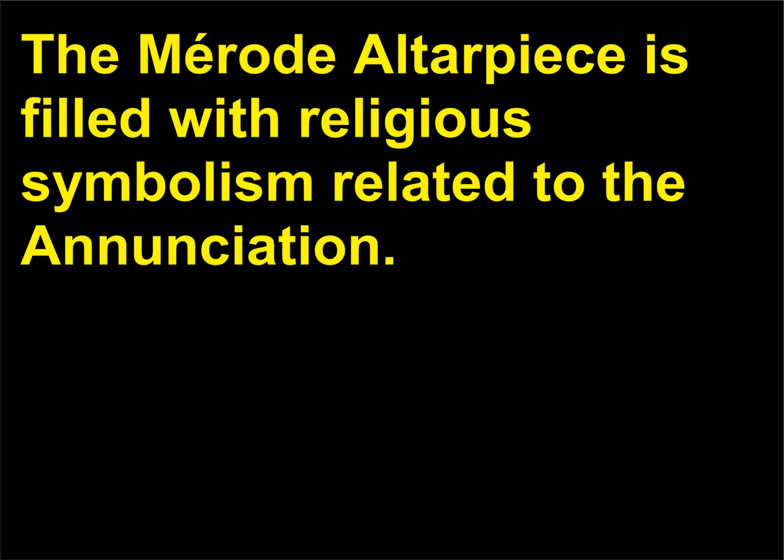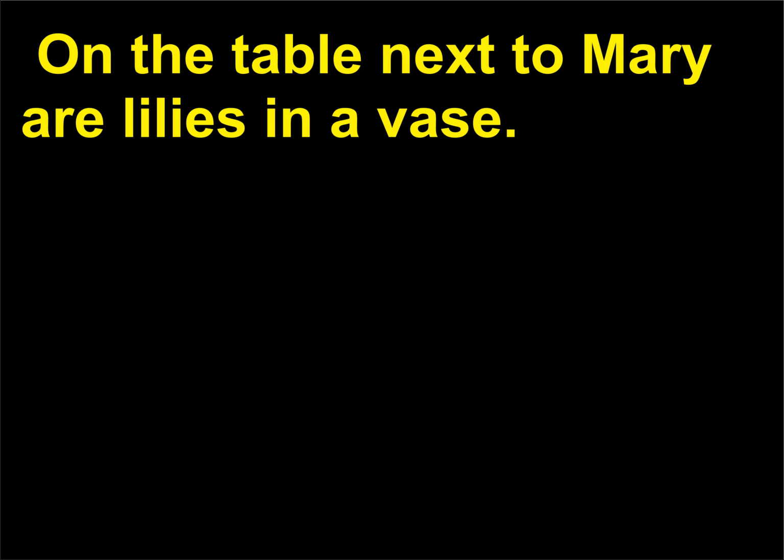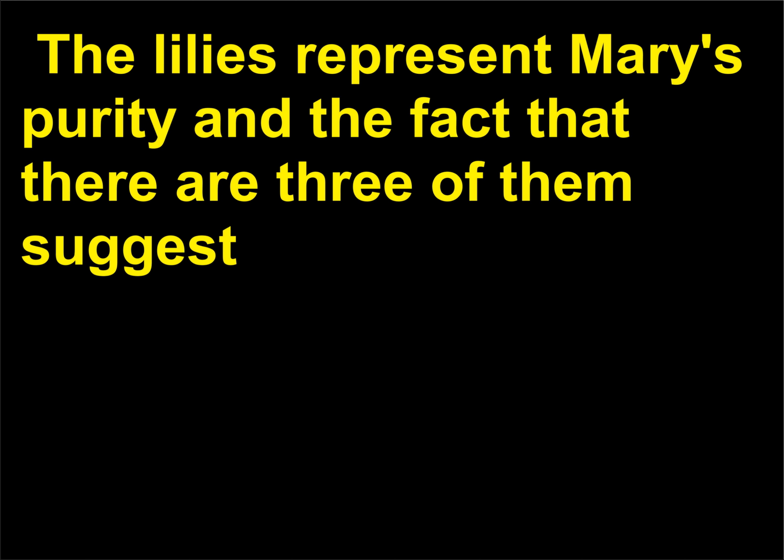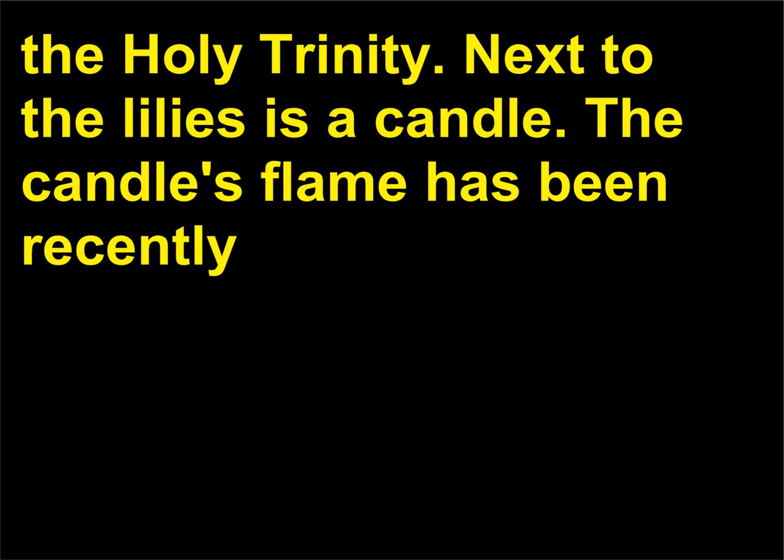The Merode altarpiece is filled with religious symbolism related to the Annunciation. On the table next to Mary are lilies in a vase. The lilies represent Mary's purity, and the fact that there are three of them suggests the Holy Trinity. Next to the lilies is a candle.